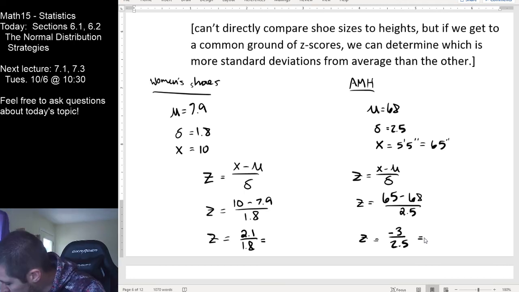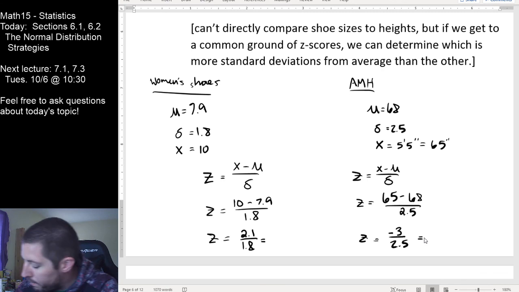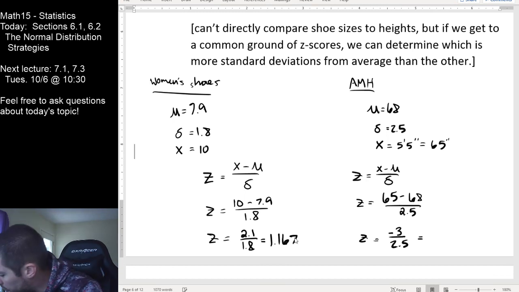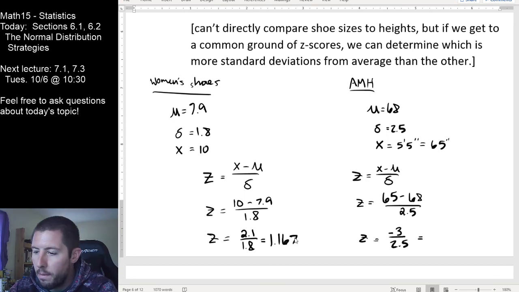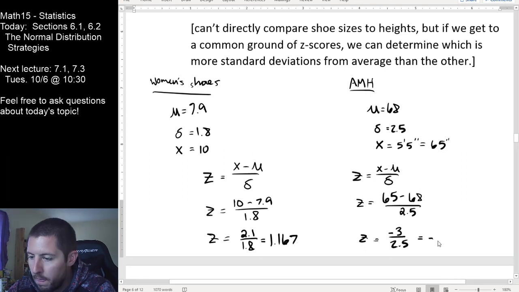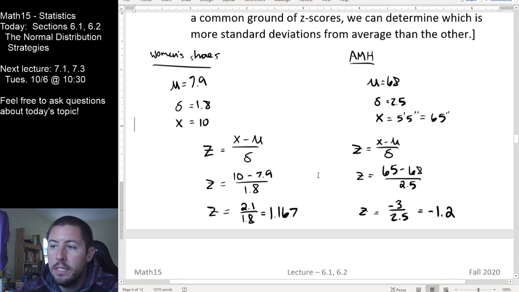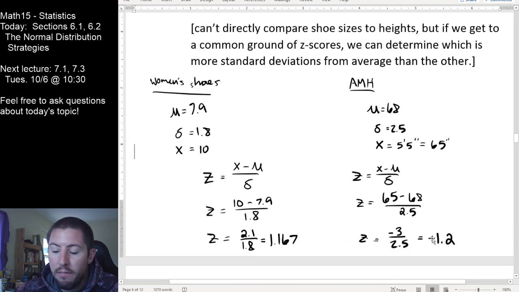2.1 divided by 1.8 is giving me 1.167. And 3 divided by 2.5 is giving me 1.2. So it's very close right here. An interesting observation to make here is that our adult male height was below average. That's what the negative is telling me. Our women's shoe size was above average. That's what the positive is telling me.